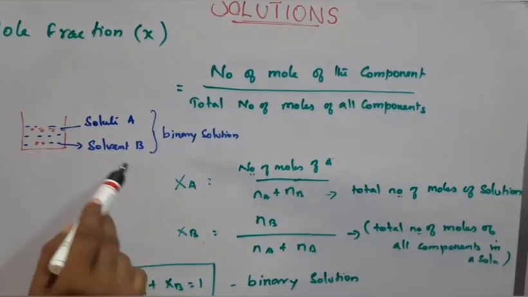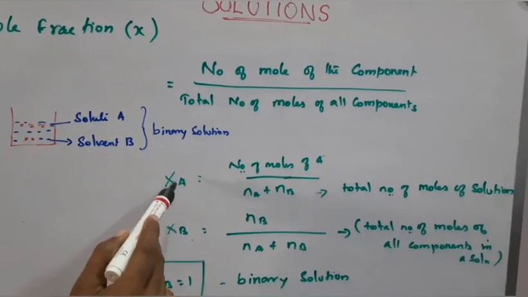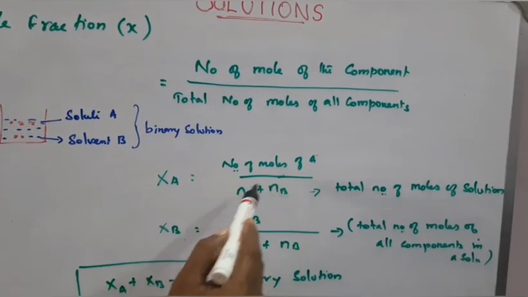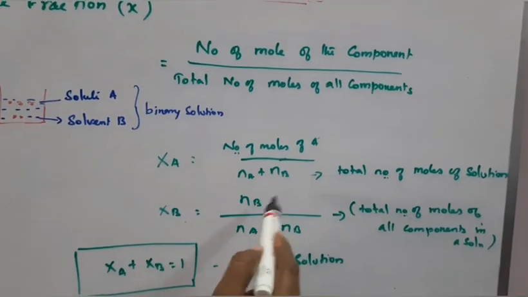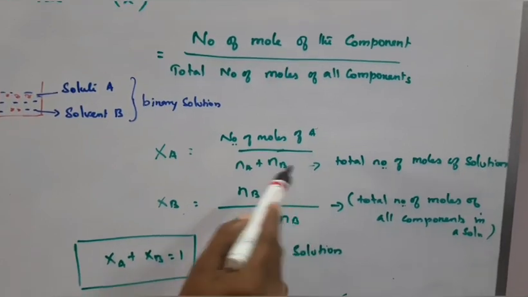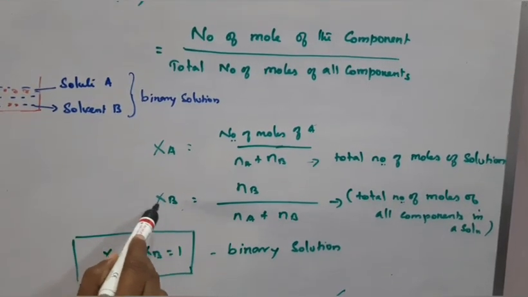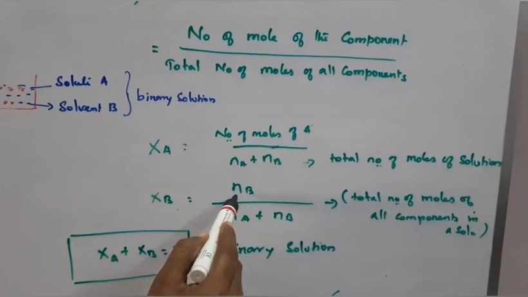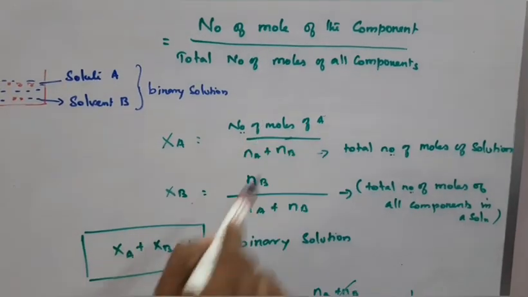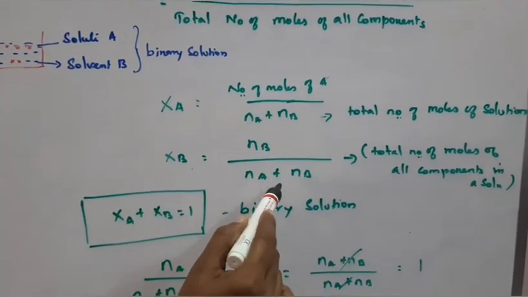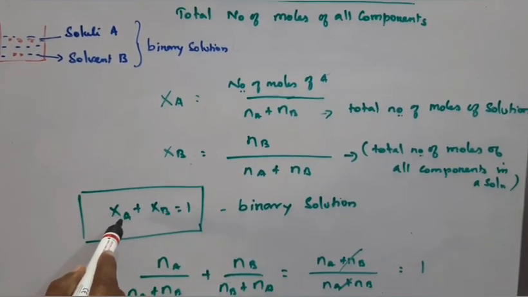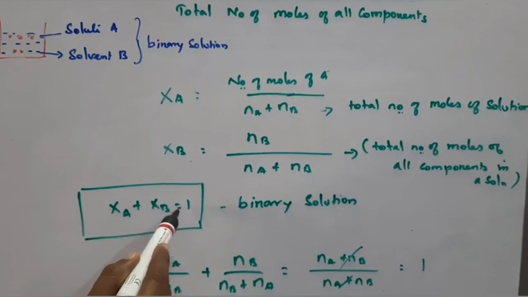Suppose we calculate XA, the mole fraction of A. It equals the number of moles of A divided by the total number of moles of the solution, that is number of moles of A plus number of moles of B. Similarly, the mole fraction of B is the number of moles of B divided by the number of moles of A plus number of moles of B. So for a binary solution, mole fraction A plus mole fraction B is equal to 1.